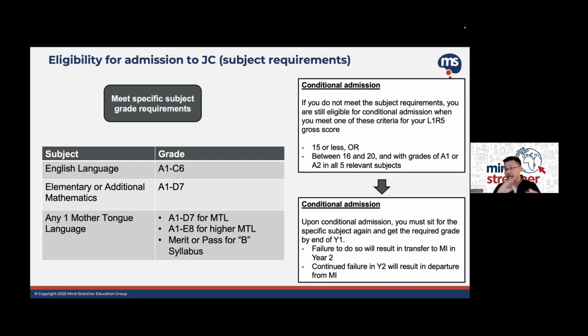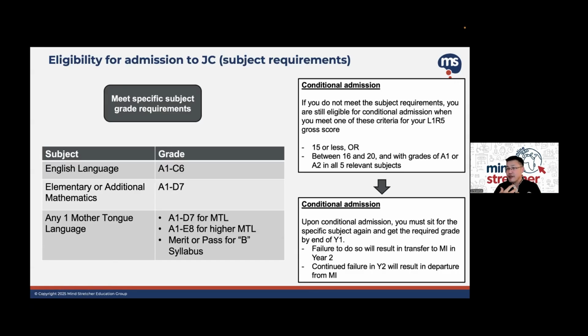So when you go to JC, there are actually two sets of requirements. One is the net score, where you take your L1R5 minus the bonus score. That determines whether you can get into the school. Secondly, there's also a subject-based requirement. Sometimes there are students who can meet the cutoff, but cannot meet these subject-specific requirements. And sometimes you may wonder what happens from there.